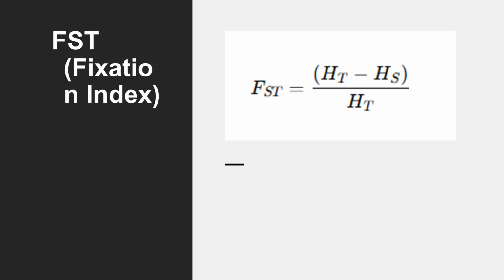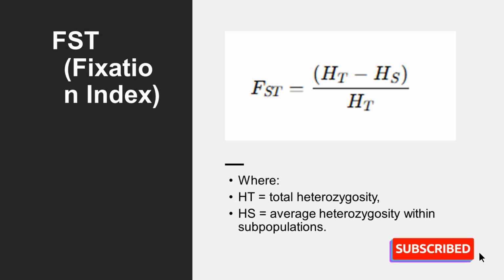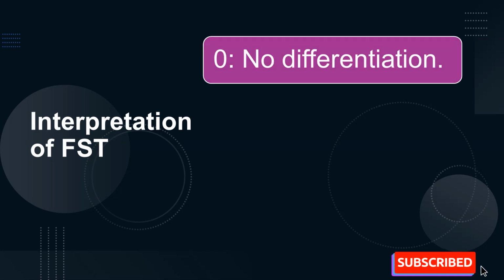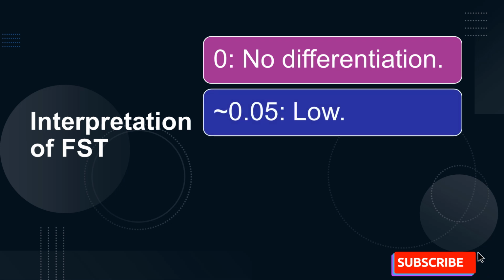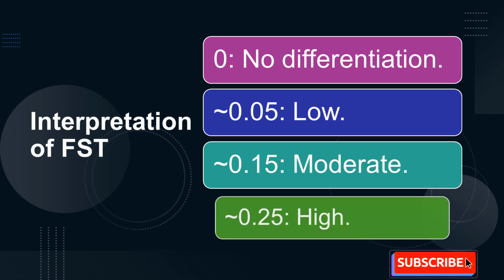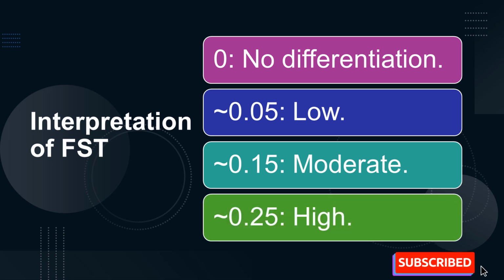FST, fixation index. Interpretation of FST. 0: no differentiation. 0.05: low. 0.15: moderate. 0.25: high.